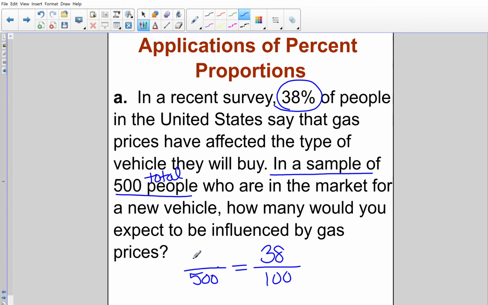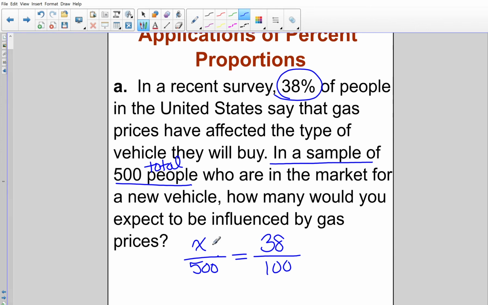Okay? So we're looking for the number of people in that survey who are going to be influenced by the price of gas when they buy a car. So at this point, we're going to multiply. We have 100x. And we have 38 times 500. And 38 times 500 is 19,000.